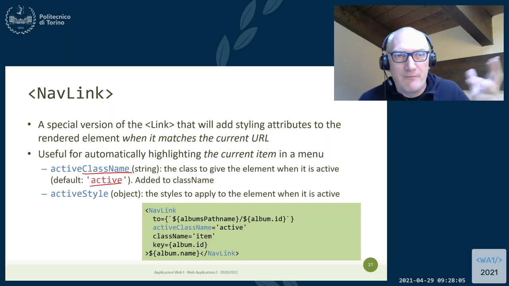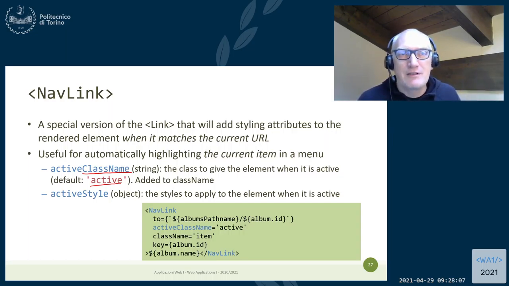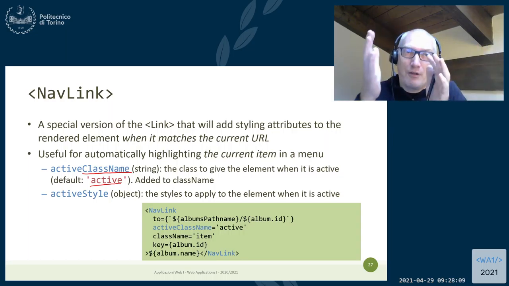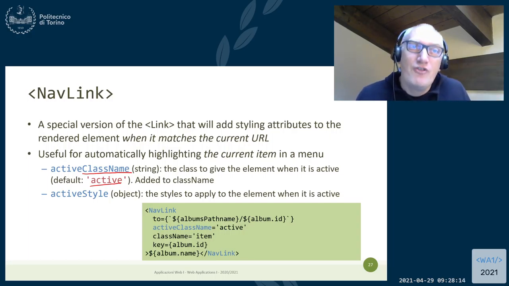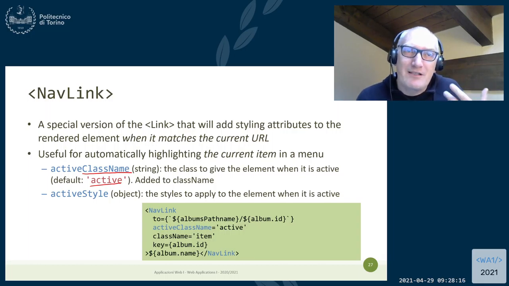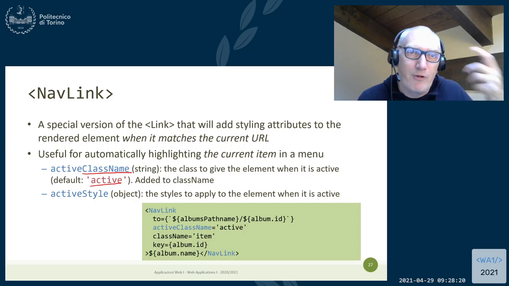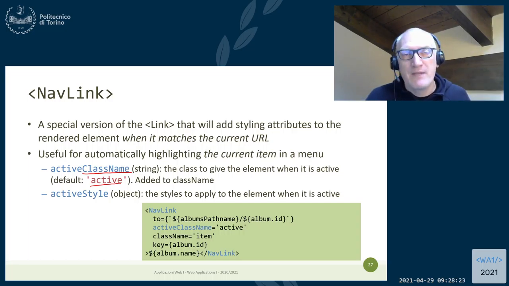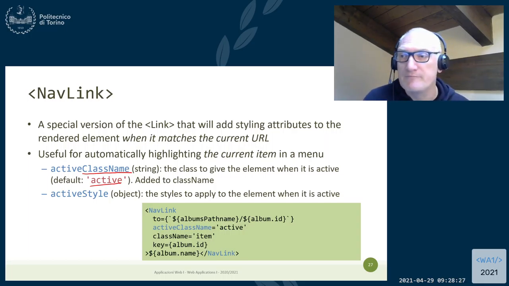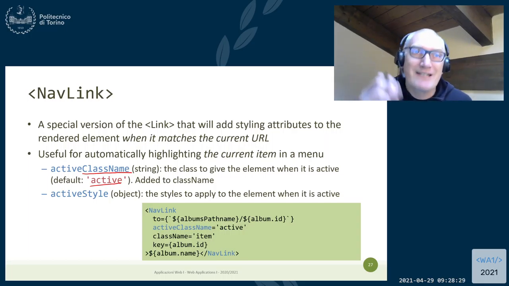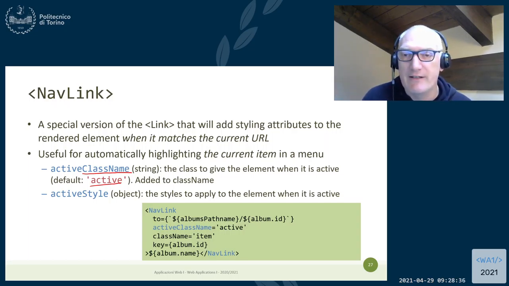Okay, so let's imagine in the lab your set of filters. If you map the filters to routes, to different routes, then every link will know whether it is the selected filter, and in that case it will be highlighted, or you can put it in boldface or whatever, just by setting the CSS for the active class of those components. Okay, so it's just an extra feature for the link. Everything else that we discussed about the link component is still valid here.